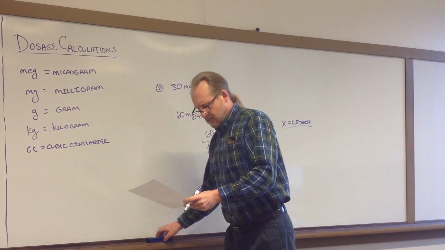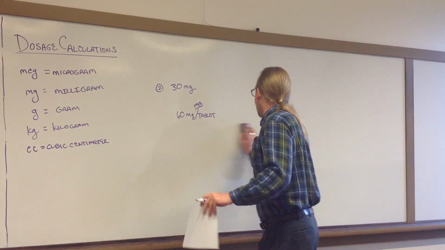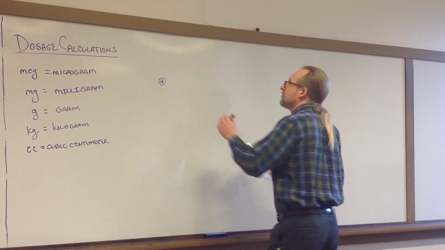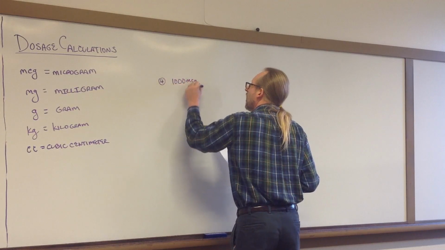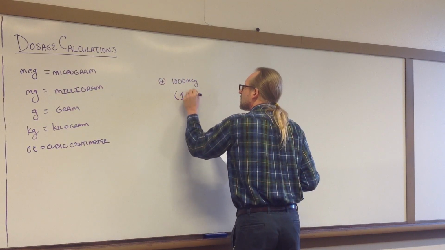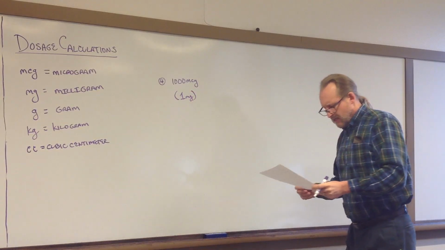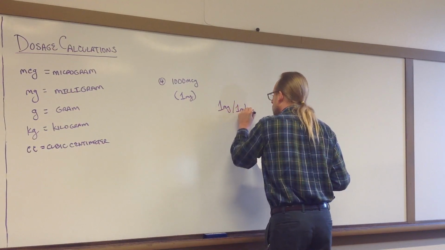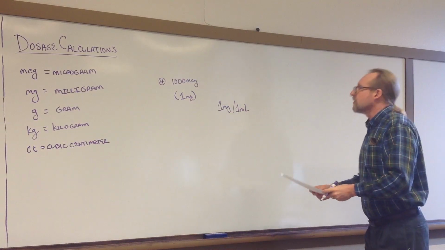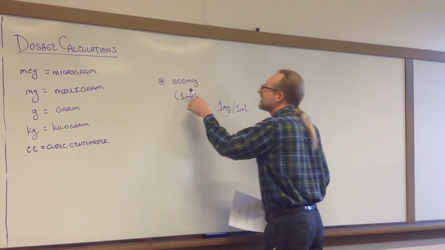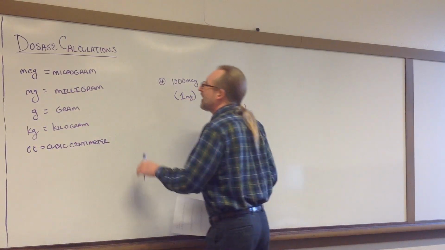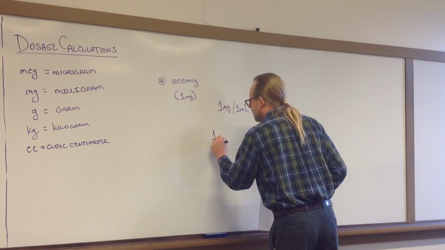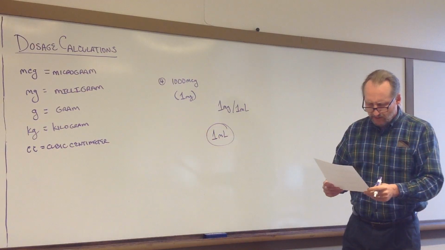Okay, let's take a look at problem 4. We need 1,000 micrograms, and that's 1 milligram, just to remind ourselves, of vitamin B12. The medicine comes as 1 milligram per milliliter. How many milliliters should be given? Well, I kind of gave it away by automatically converting this into milligrams. If we want 1,000 micrograms, then that's going to be 1 milligram, and if it comes as 1 milligram per milliliter, then all we're going to need is 1 milliliter.